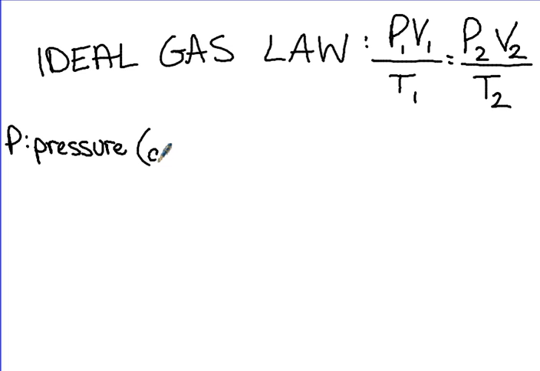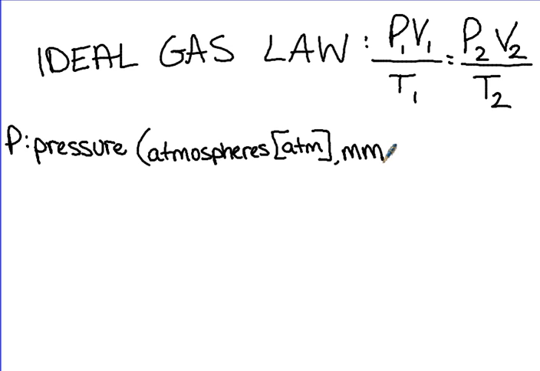Pressure can be measured in atmospheres, abbreviated ATM. It can be measured in millimeters of mercury, in torr, and also in pounds per cubic inch. So those are different ways that we would measure pressure: in atmospheres, millimeters of mercury, torr, or pounds per cubic inch. V stands for volume.